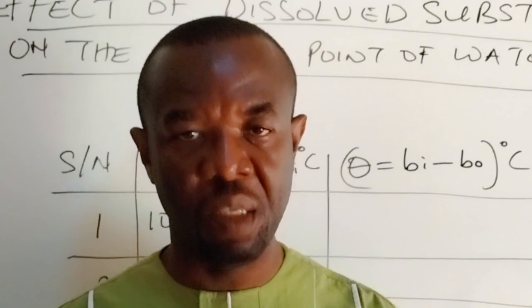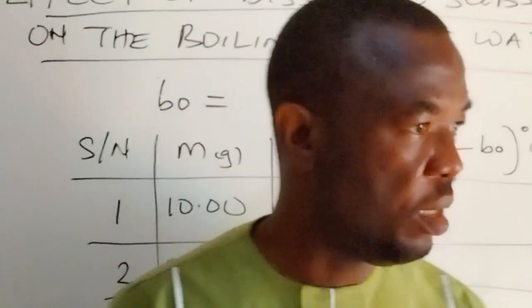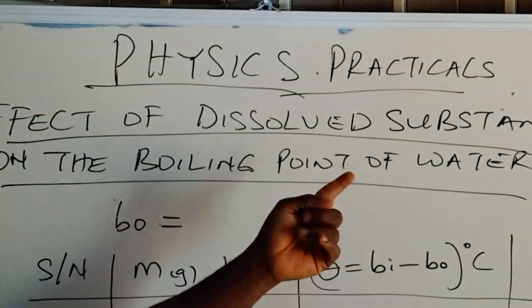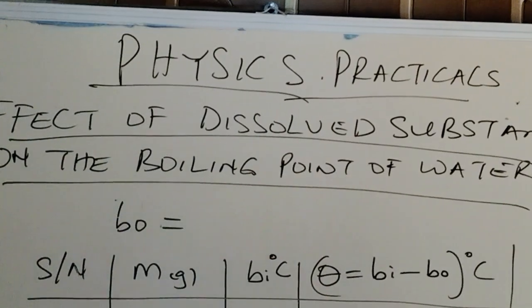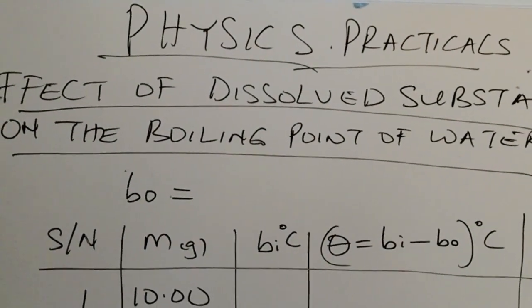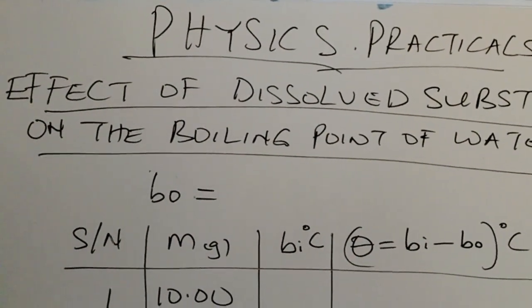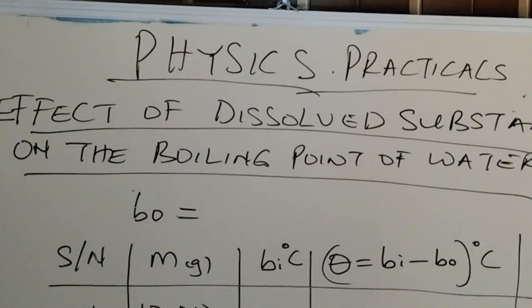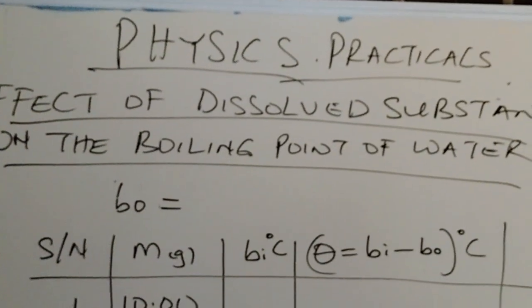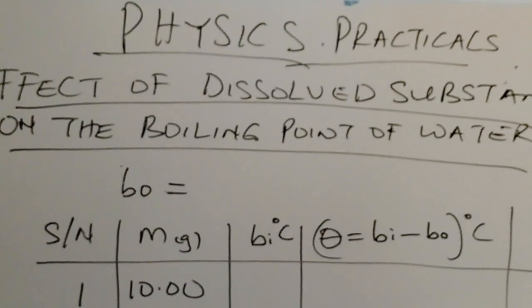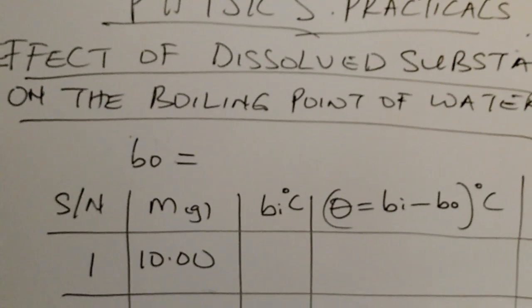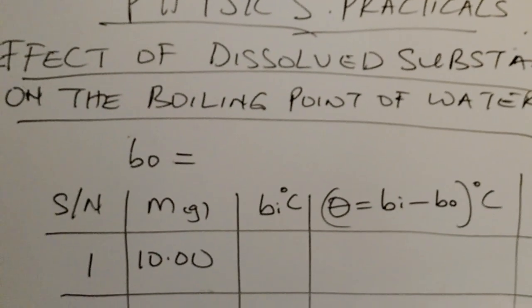Today we're going to run a physics experiment aimed at determining the effect of dissolved substances on the boiling point of water. We know from theoretical physics that when a substance is dissolved in a liquid, it tends to raise its boiling point. So in this experiment, our concern is to determine the effect of dissolved substances on the boiling point of water. The substance we're going to use is common salt.